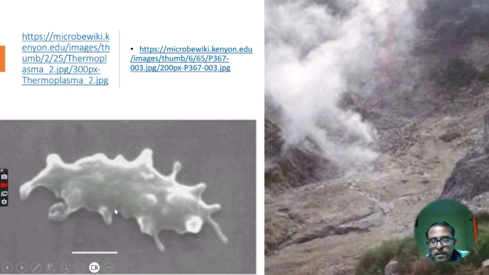You can see here, this is the electron microscopic structure of the thermoplasma bacteria. It can take any kind of shapes there.